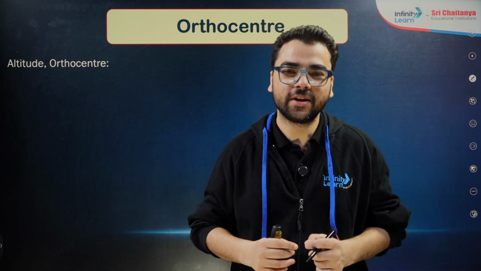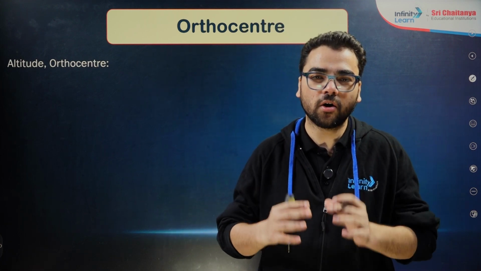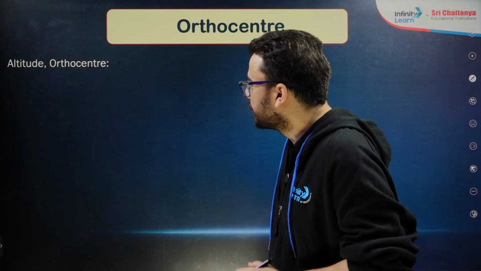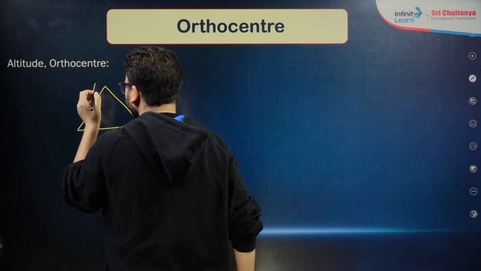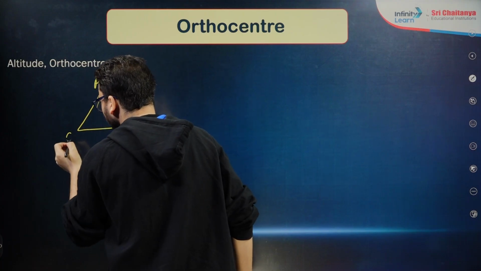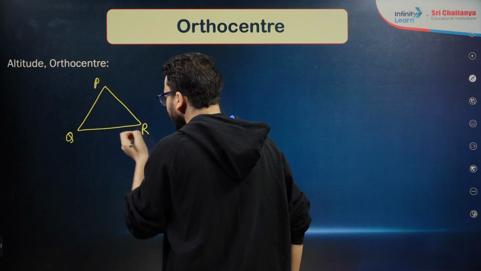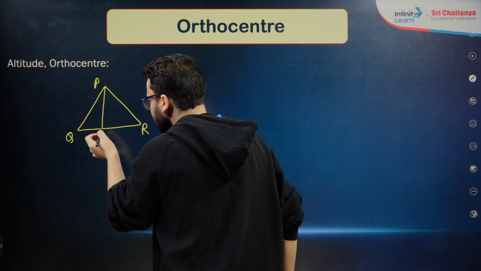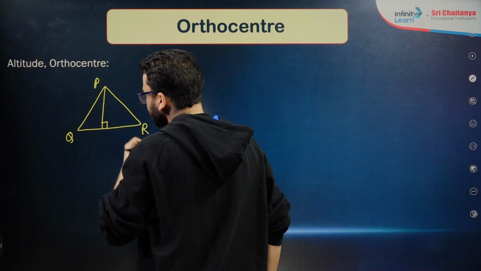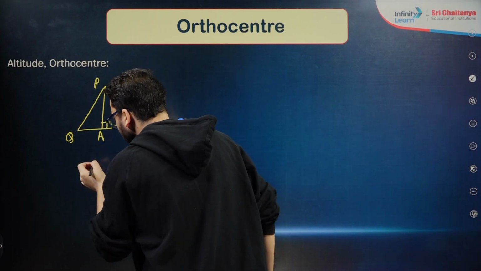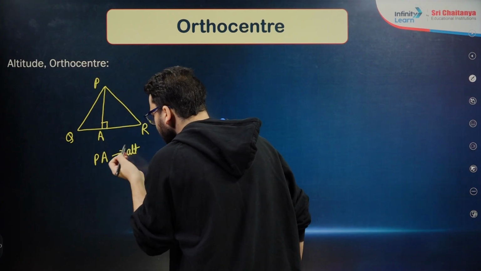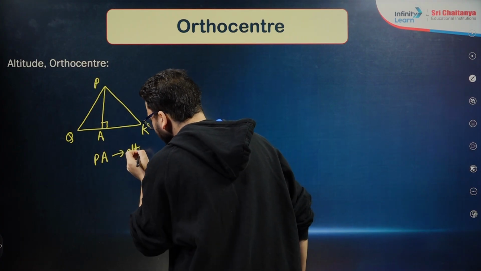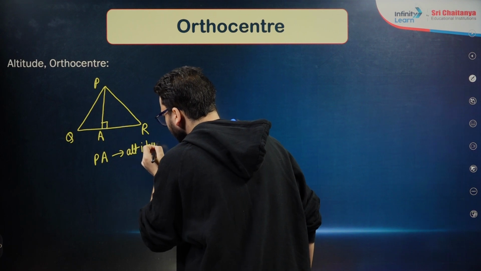Hello everybody. So in this video we are going to talk about orthocenter and incenter. Let's start with it. So if you have got a triangle over here, any random triangle, suppose PQR, and if you take an altitude of it, this is an altitude, right? Suppose this is A. So PA over here is an altitude. In general terms, you call it height as well, altitude.